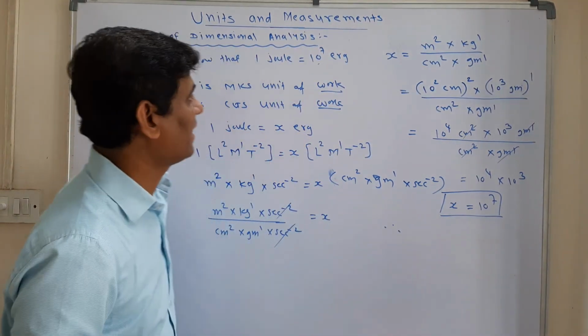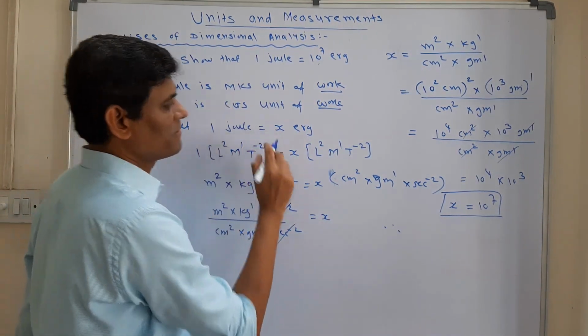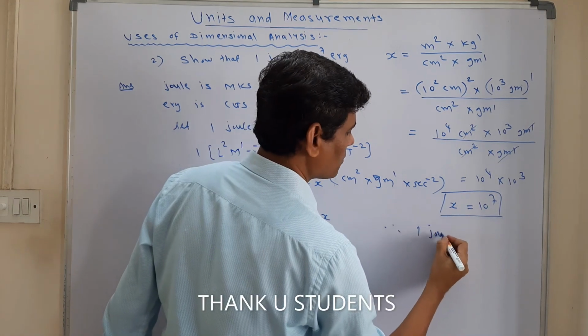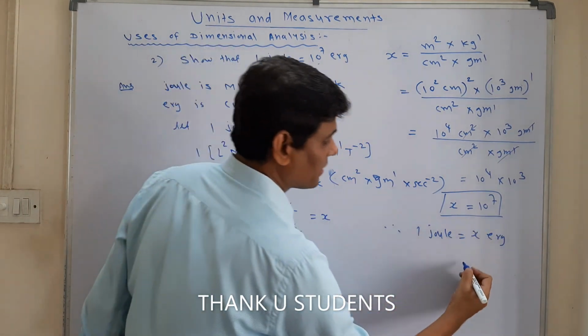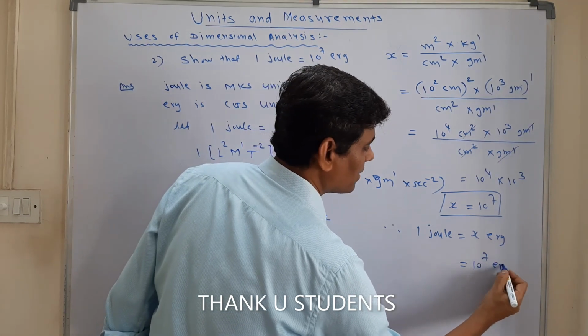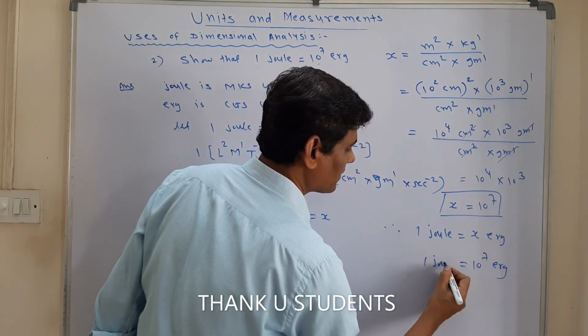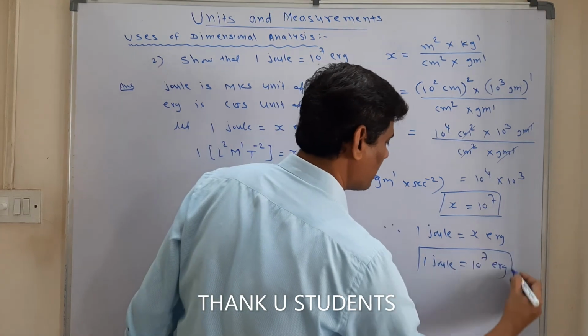Therefore we can say 1 joule, which we assumed x erg, 1 joule is equal to x erg, and value of x is equals to 10 raised to 7. So 1 joule is always equal to 10 raised to 7 erg.